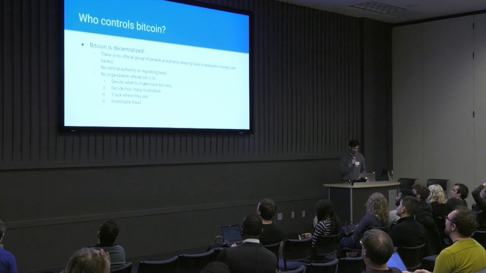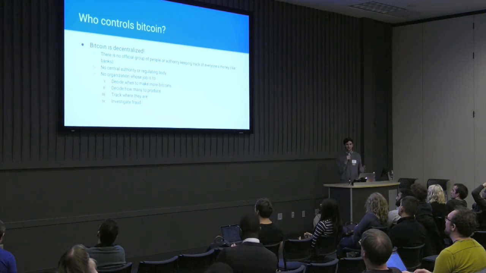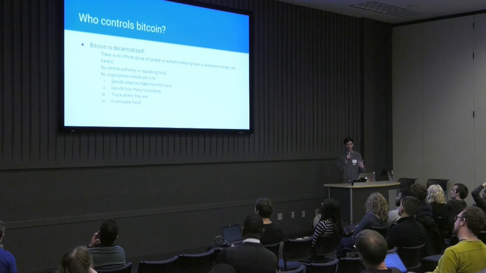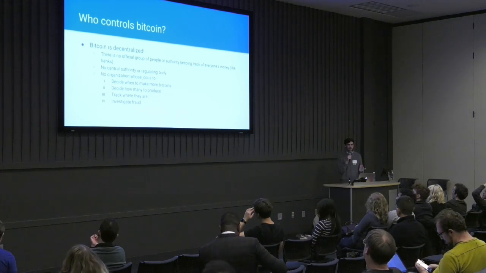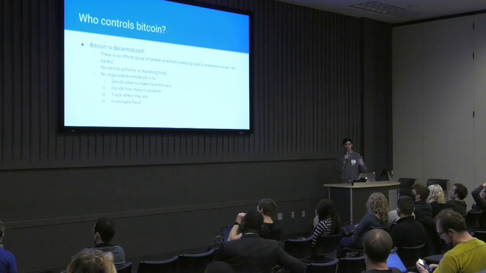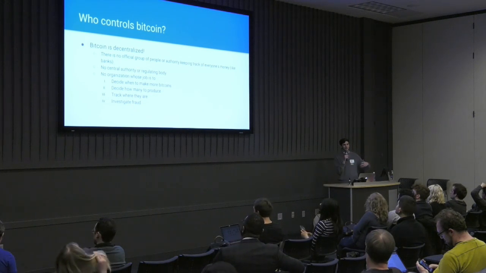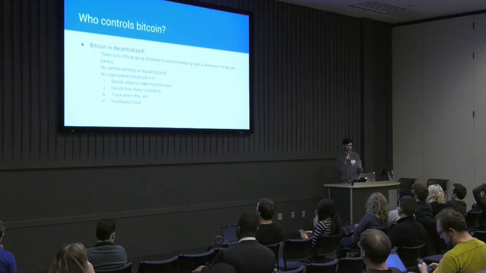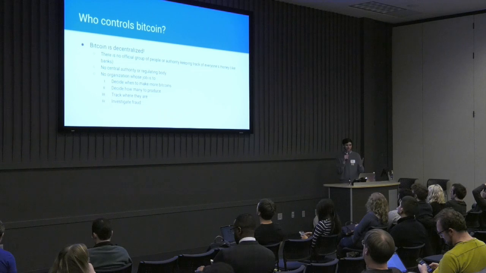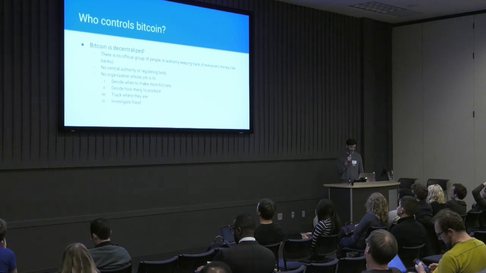So let's talk about who controls Bitcoin. Bitcoin basically has no central authority. Since it's decentralized, there is really no central authority who controls anything, who's in charge of deciding how many Bitcoins are going to get created and all that kind of stuff. There really is no authority capable of doing that, which is a bit of a foreign concept if you compare it to a normal currency.